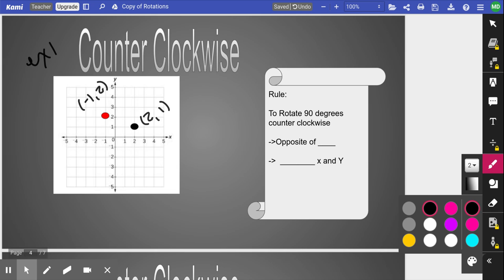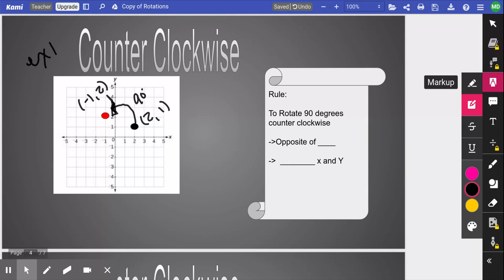So looking at that, from the black one to the red one, I'm going counterclockwise, and it's only a quarter turn. So I'm going counterclockwise 90 degrees. Now, as I do that, notice what happened. My ordered pairs are almost the same numbers. One has been changed, but the numbers have reversed.